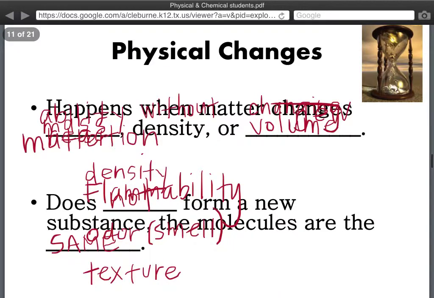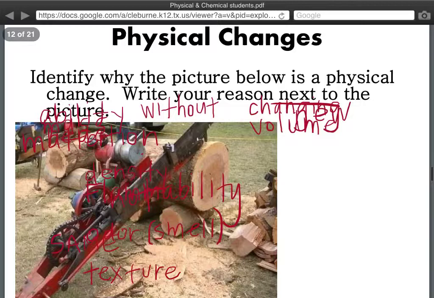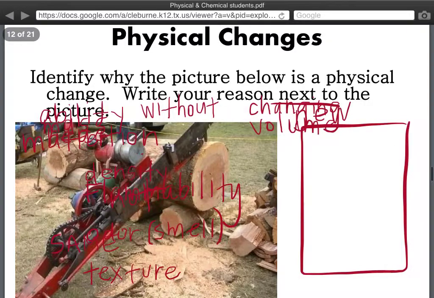I want you to identify why the picture below is a physical change. Write your reason next to the picture. Right here, I want you to pause and write why this is a physical change.